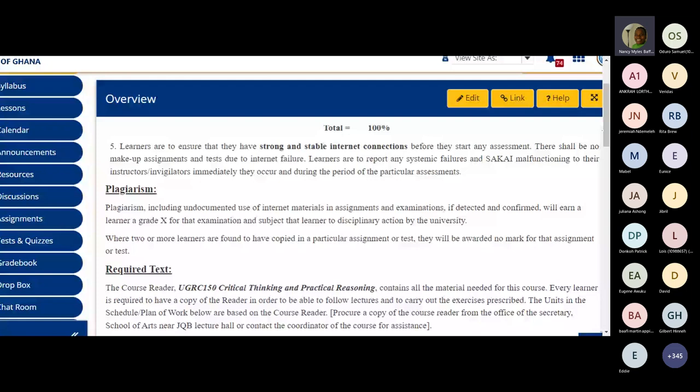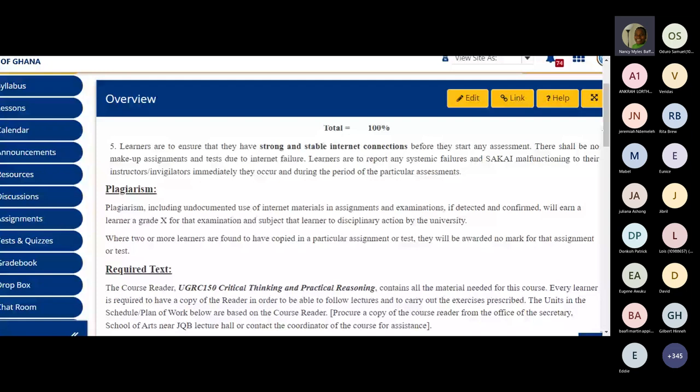For the mid-sem, the one that you will come to main campus to do for the 30%, and the final exam, you will use the university's computers. So if you are there and there is a technical issue, the able supervisors there will attend to it so that we all have a fair system of assessment, okay?